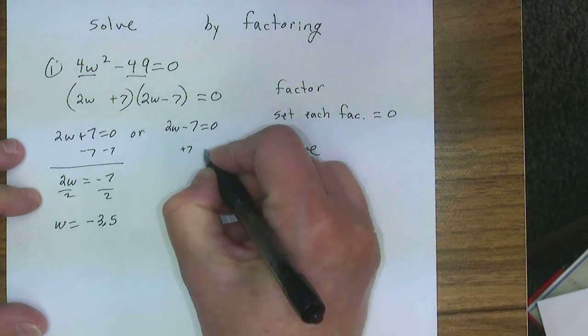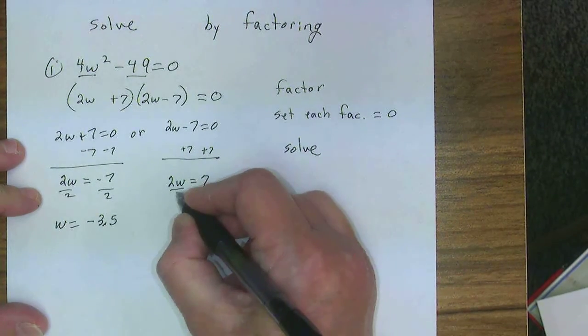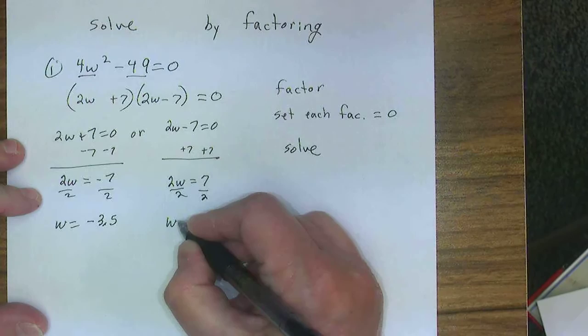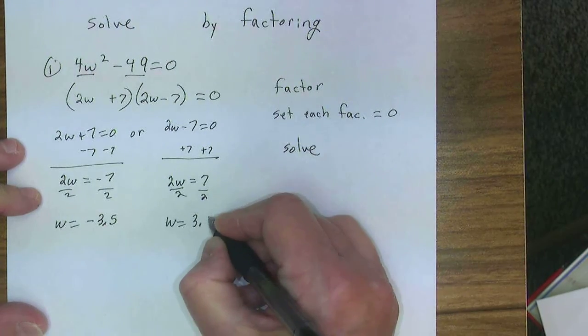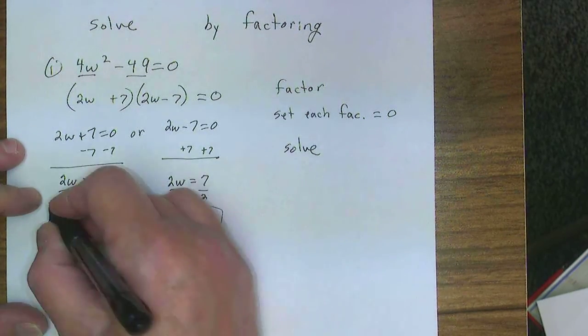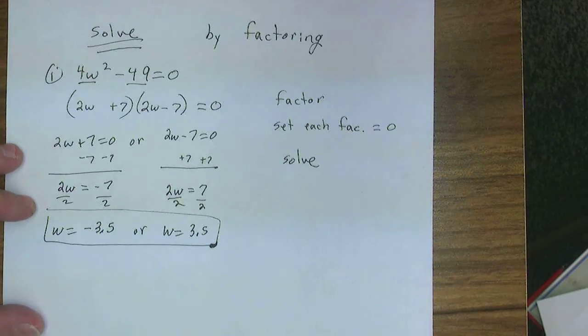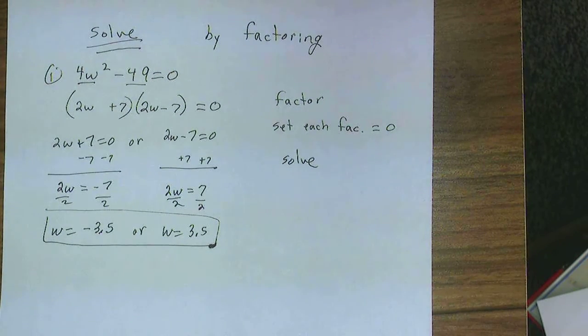Add 7 to both sides, we get 2w equals 7. Divide by 2, we get w equals 3.5. Remember, if it's an exact decimal, you can write it in decimal form. Solve means to tell me what the variable is equal to. So don't confuse the term factor with the term solve.